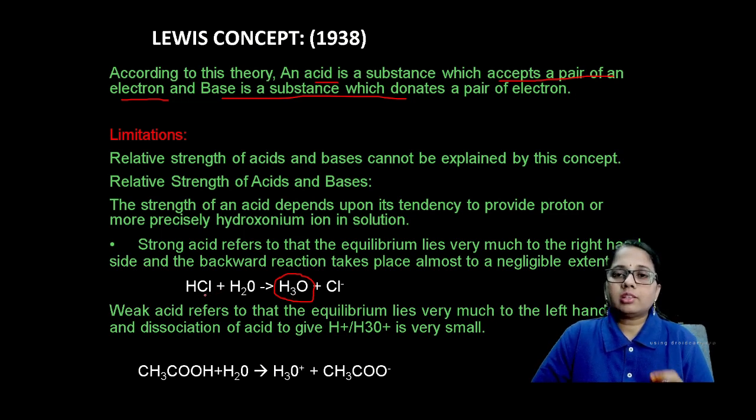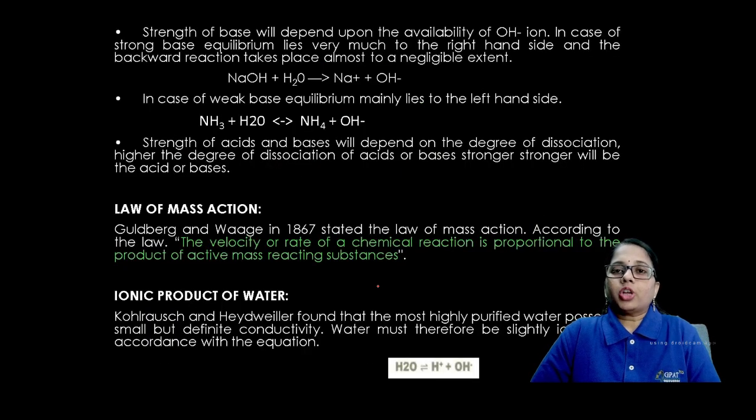Once a strong acid reacts with an aqueous solution, you are going to see hydronium ions, and in the case of hydrochloric acid you are going to see chloride ions. A weak acid refers to an equilibrium that lies very much to the left hand side, meaning dissociation of the acid to give H plus or H3O plus is very, very small. That's why the relative strength of acids as well as bases cannot be explained by this Lewis concept, since the strengths of acids and bases vary.